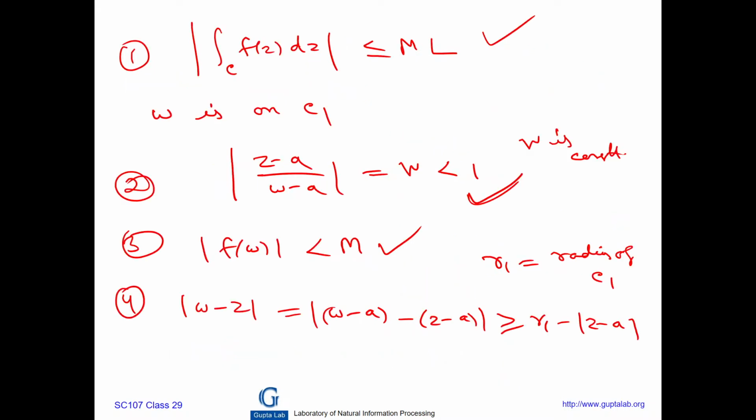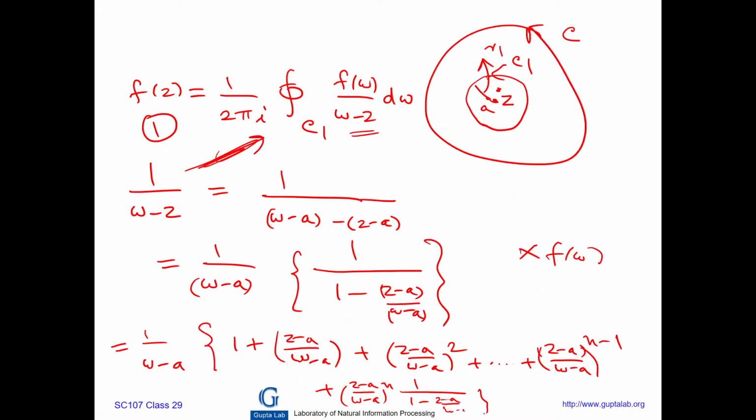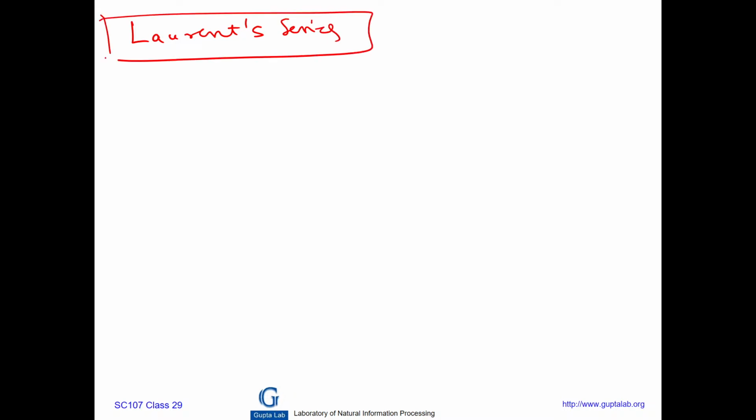Okay, so that's all about Taylor series. So we have this series in our hand, right? This is an infinite series, so it will keep on going. Now the next series is when both powers are there, positive and negative.